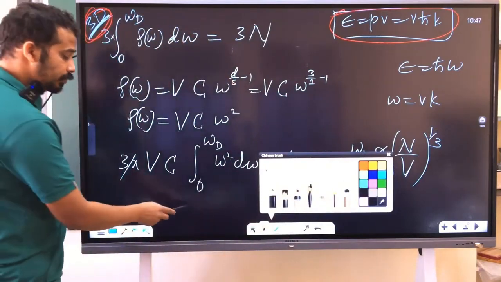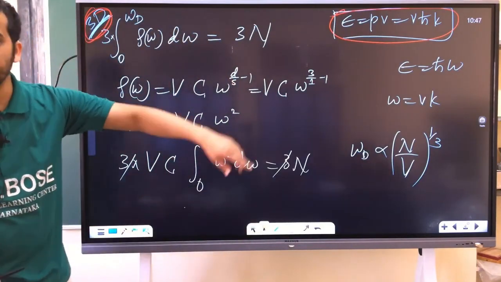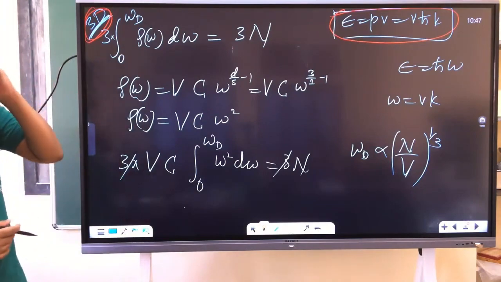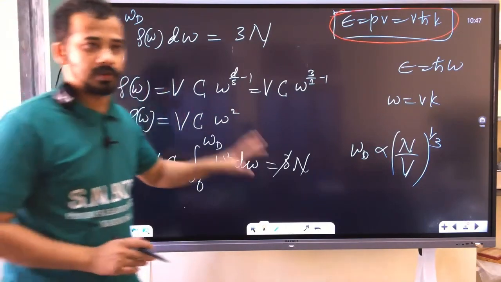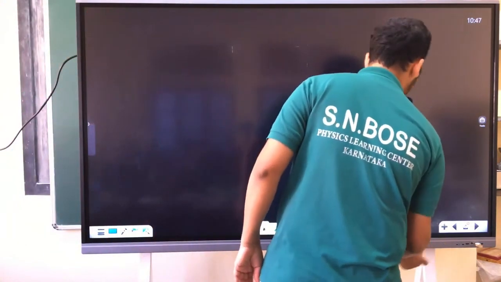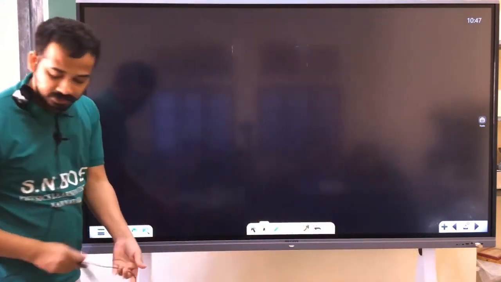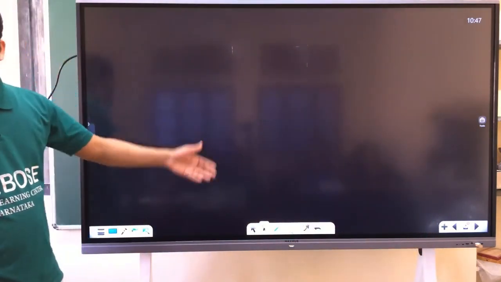Is that okay? For those things, it happened like this: omega_D is proportional to (N/V)^(1/3). Okay, so not over. This is one part, an intermediate part of our Debye theory, isn't it?